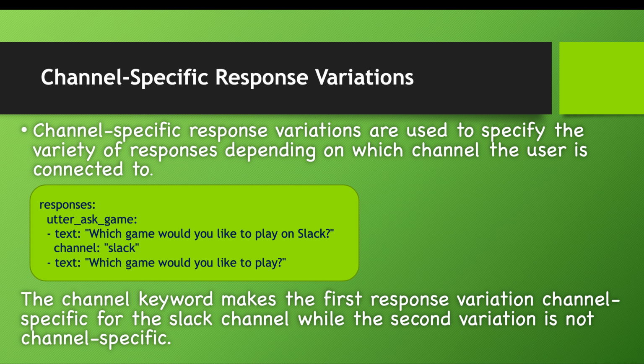Make sure the value of the channel key matches the value returned by the name method of your input channel. If you are using a built-in channel, this value will also match the channel name used in your credentials.yml file. When your bot looks for a suitable response variation under a given response name, it will first try to choose from the channel-specific variations for the current channel. If there are no such variations, the bot will choose from any response variations which are not channel-specific. So in the above example, the second response variation has no channel specified and can be used by your bot for all the channels other than Slack.